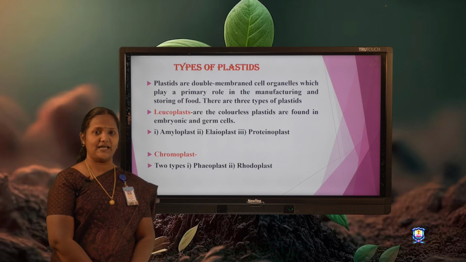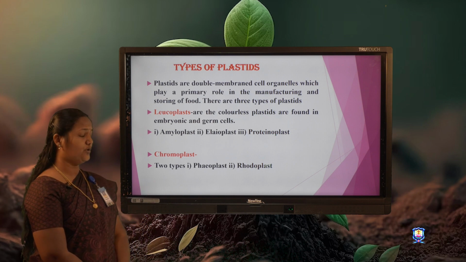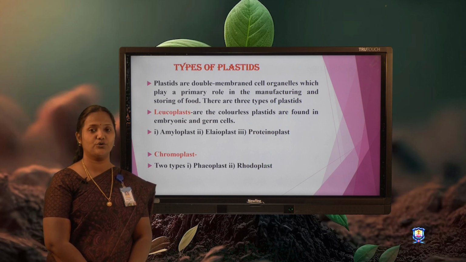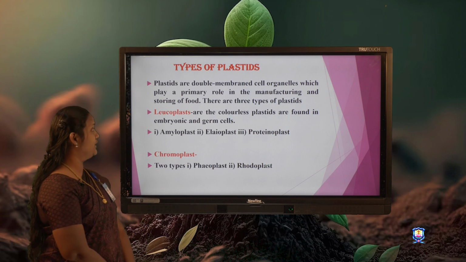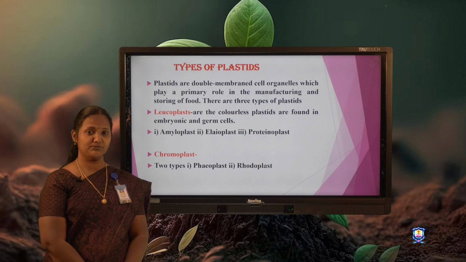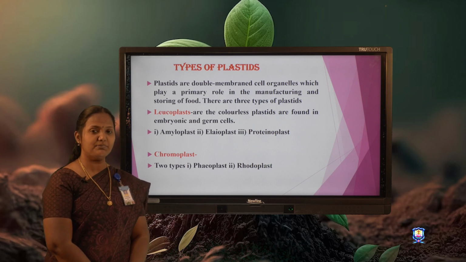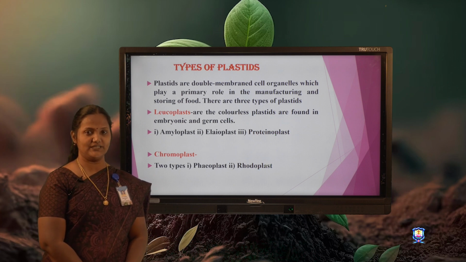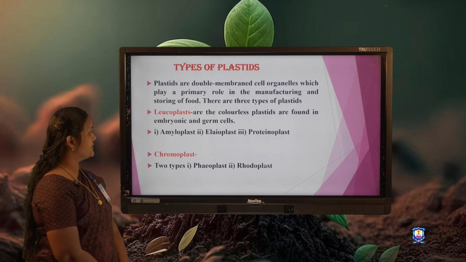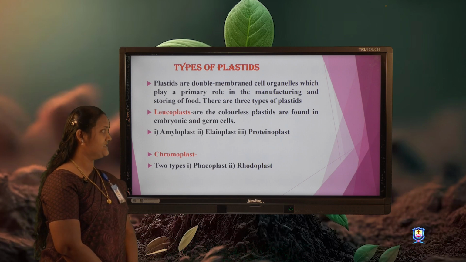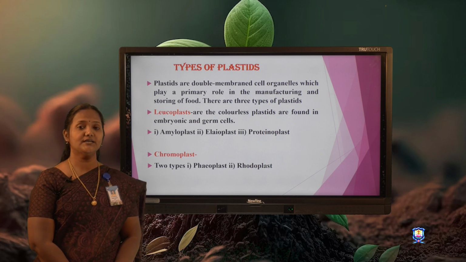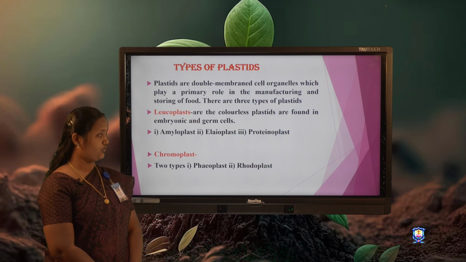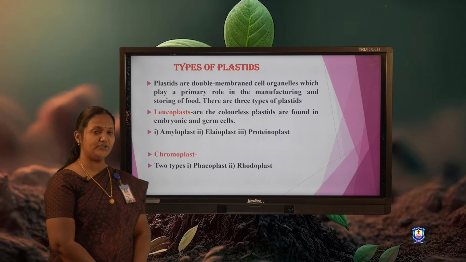The types of plastids. First, we know what a plastid is. Plastids are double membrane cell organelles which synthesize the food material. According to the food storage, these plastids are classified into 3 types. The first one, leucoplast. Leuco means colorless pigment. It is mostly present in the embryonic cells and the sperm cells, and it does not respond to light. The leucoplast is classified into 3 types: amyloplast, eleoplast and proteinoplast. In the amyloplast, carbohydrates are stored. In the eleoplast, lipids are stored, but in the proteinoplast, proteins are stored.